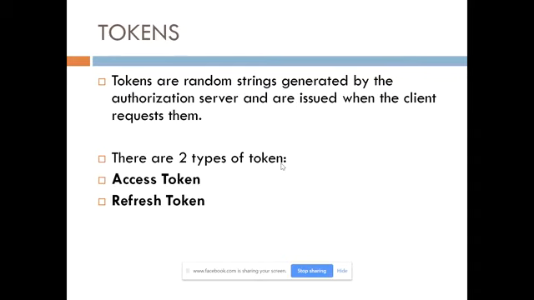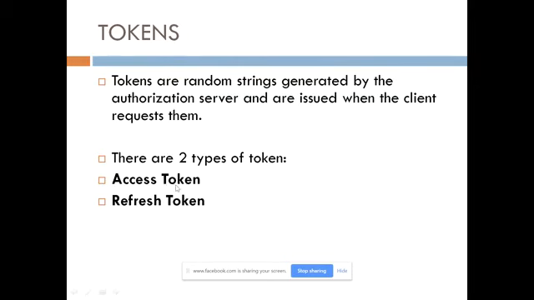Okay, the access token is considered to be the most important token because it is the one that allows the user's data to be accessed by a third party application. Okay, a third party application can only access the data if it has the access token in the request parameters. Okay, then comes the refresh token.